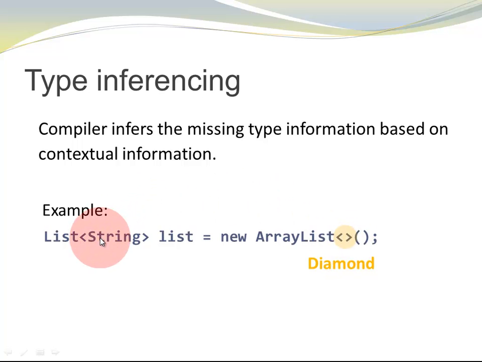On the left hand side, when I specify the type of my variable, I have to provide an actual type argument, in my case, string.